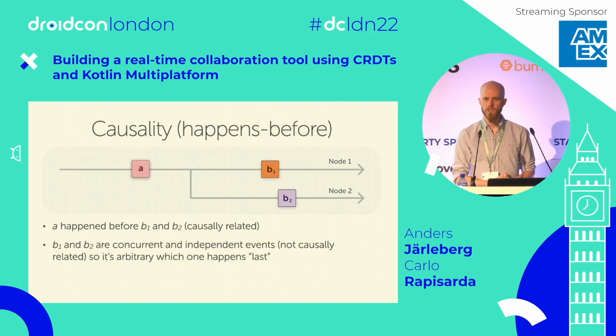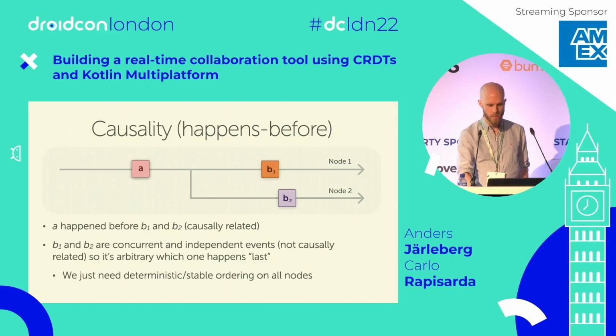So in a physical epistemic sense, there is no way for us to know which one happened last. They could be happening at exactly the same instant, for example. So it really is arbitrary which one we pick. We just need to ensure that we're picking the same thing, and that's why we're keeping this third value that we can compare, so all the nodes know which one is the last one.